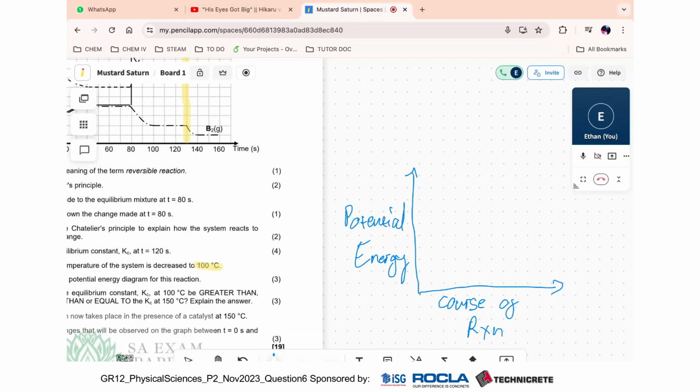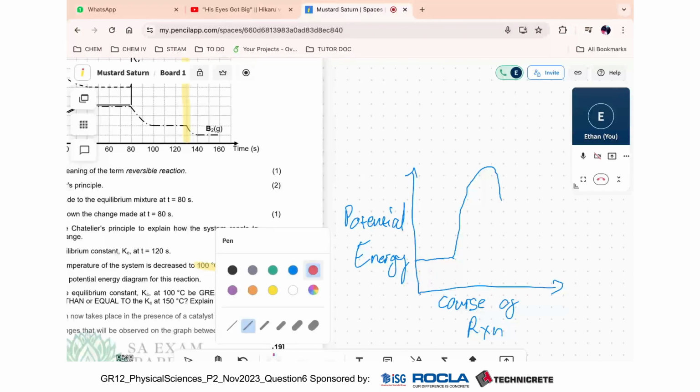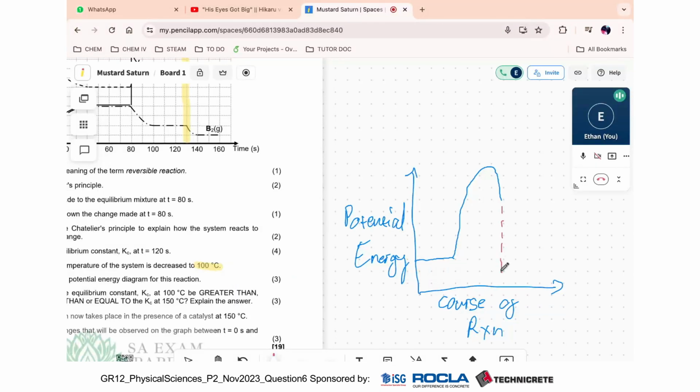Basically, what we're looking for is that initially the reactants are definitely low in energy. And then we have some hump, which is the activation energy that has to be overcome. And then, depending on if your reaction is endothermic or exothermic, you will either have something that carries on to being lower than where we started.